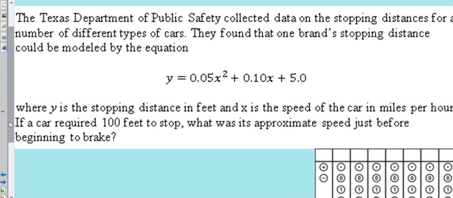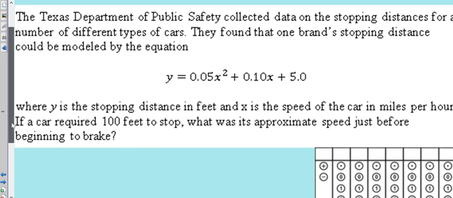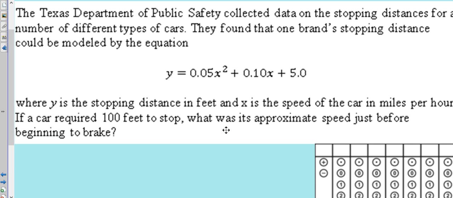You collected data on the stopping distances for a number of different types of cars. They found that the brand's stopping distance could be modeled by this equation, where y is the stopping feet and x is the speed of the car in miles per hour. If a car required 100 feet to stop, what is the approximate speed just before beginning to brake?